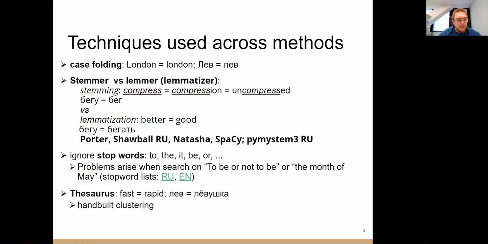I think we lost Danila. He's sleeping. No? Я не сплю. Хорошо. Okay.